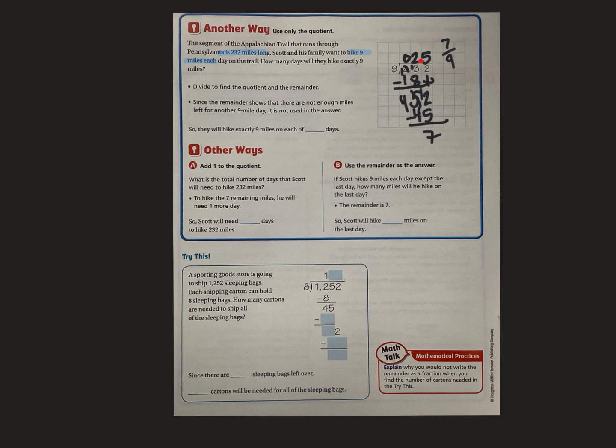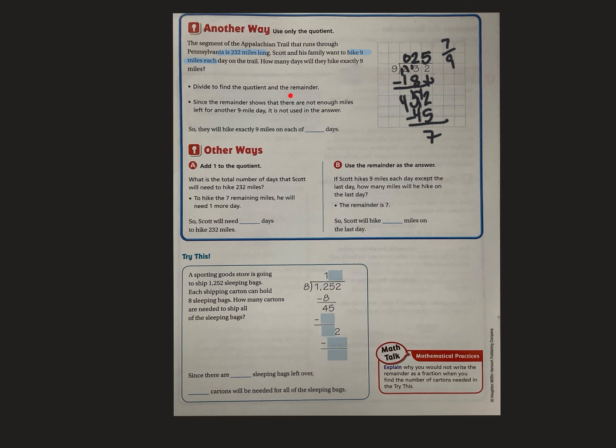So there are 25 trips. Remember, this was how many miles? He wants 9 miles in each trip. How many trips will that be? He wants exactly 9 miles in each trip. How many trips would that be that have exactly 9 miles? 25 trips will have exactly 9 miles. But there's going to be some mileage left over that he'd still have to hike, maybe in another trip.